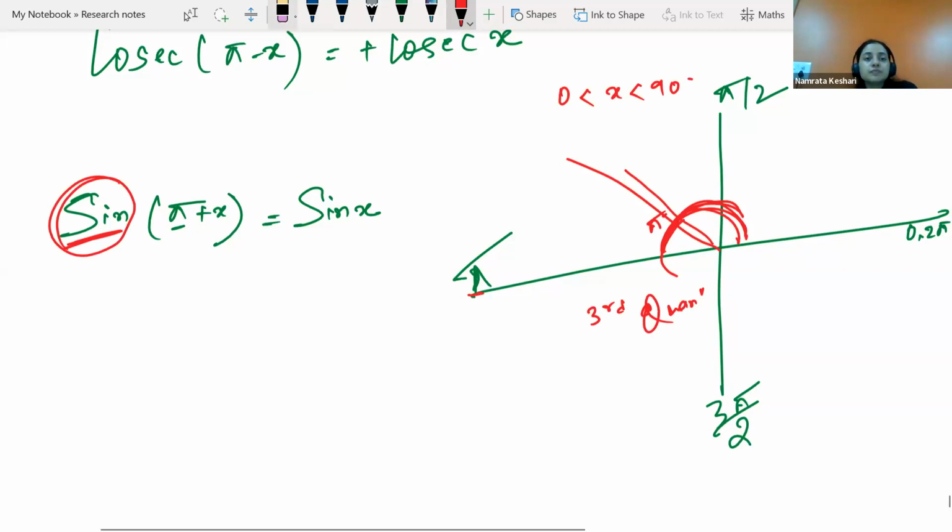In the third quadrant, is the sine function positive or negative? Negative. So whatever output is being generated, we don't know exactly what it is, and we don't have to worry about that. Whatever it is, that will be negative. So sine pi plus x is minus sine x. Is it making sense to you?